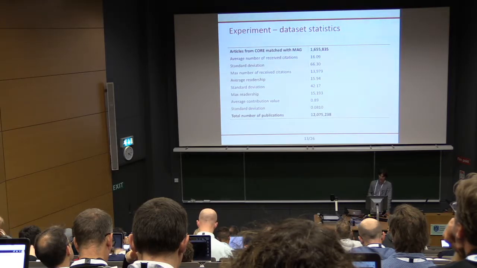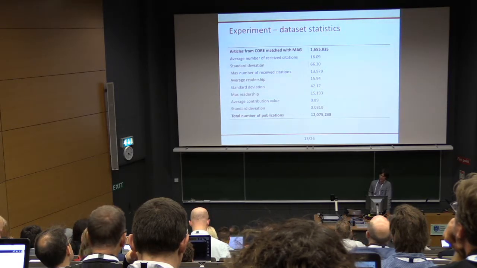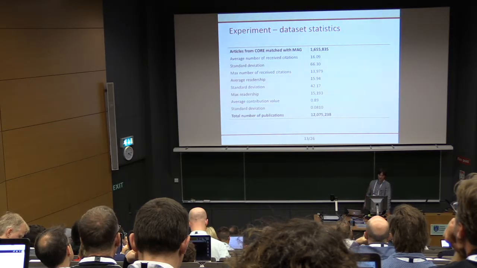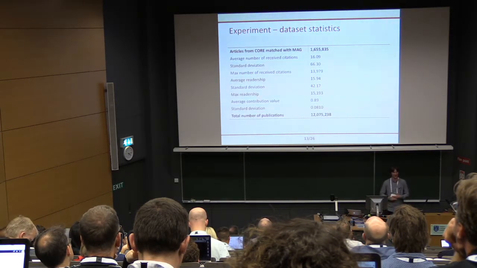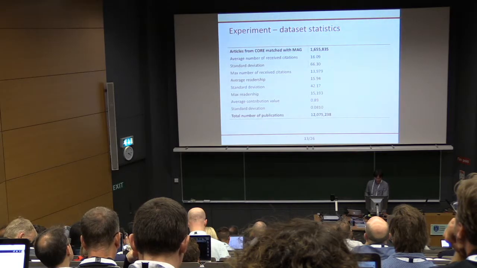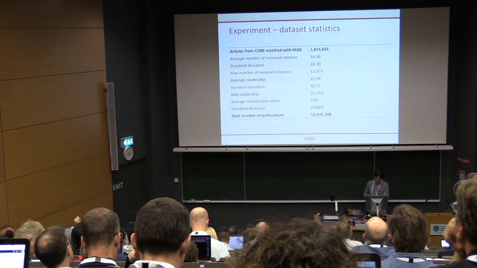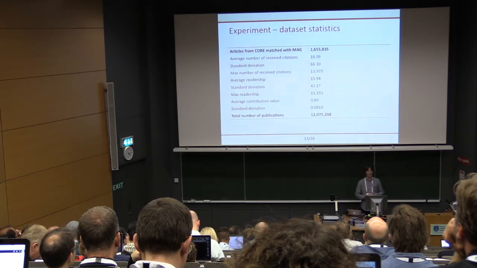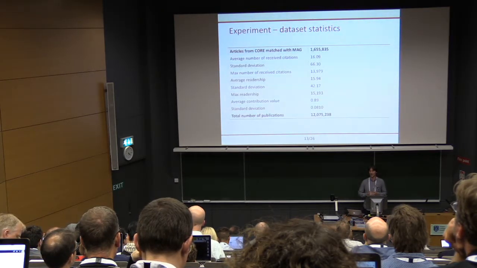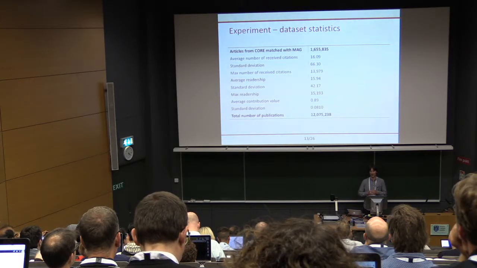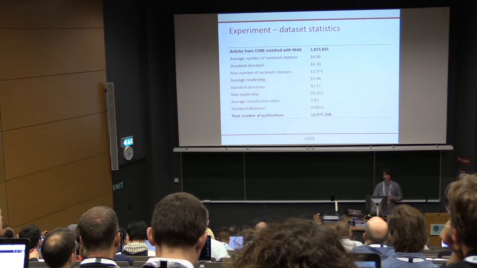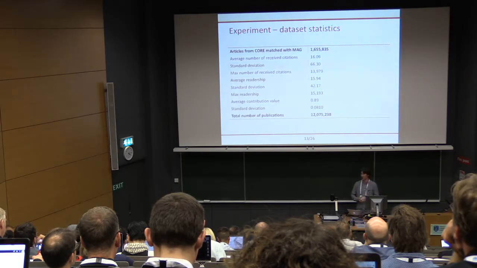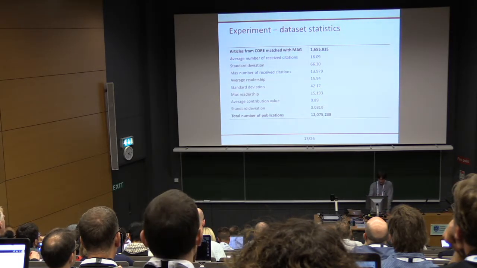So just to give you an example of the dataset, by merging these datasets, we have more than 500,000 articles from the CORE, which are matched with the Microsoft Academic Graph dataset to get information about the citations. The average number of received citations for a given paper is 60, which is very high for bibliometric datasets. It's one of the highest I have seen. And that indicates that it is a very good dataset for studying these problems.